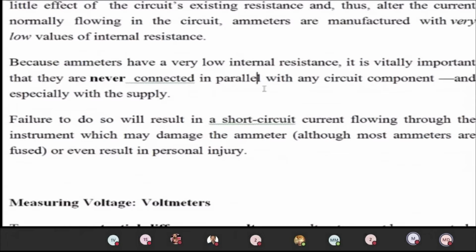Since ammeters have very low internal resistance, we should be very careful while connecting them in the circuit. They should always be connected in series. Suppose if it is connected in parallel, it will act as a short circuit, which may damage the whole meter.